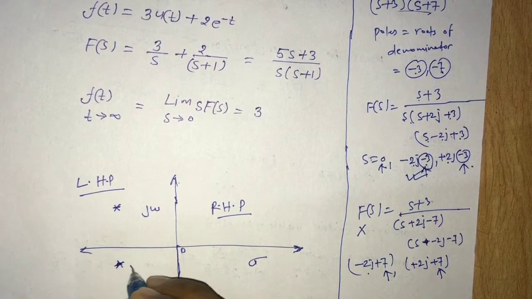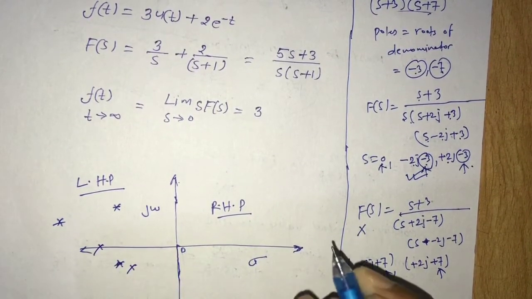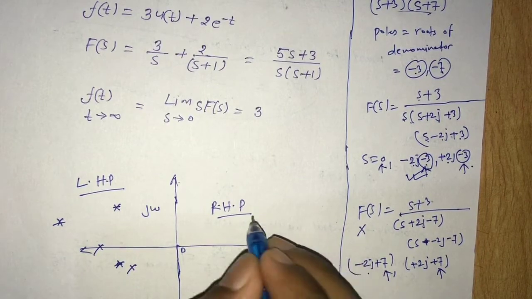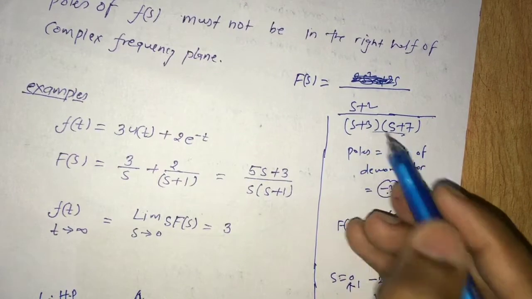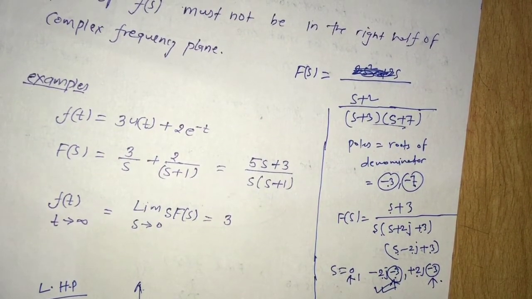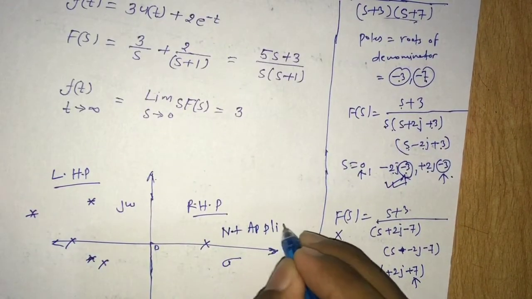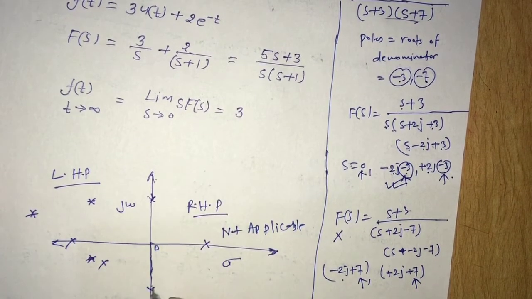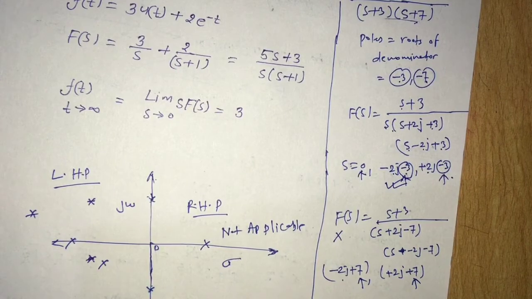Here, this may be a pole, this may be a pole, this may be a pole, but no pole should be on the right half plane. If the denominator of F(s) has a pole in the right half plane, then the theorem is not applicable. Poles may be on the imaginary axis, or on the left half of the s plane, but not in the right half of the s plane.